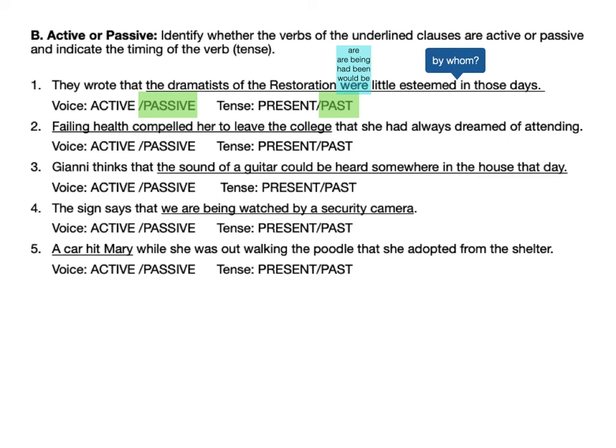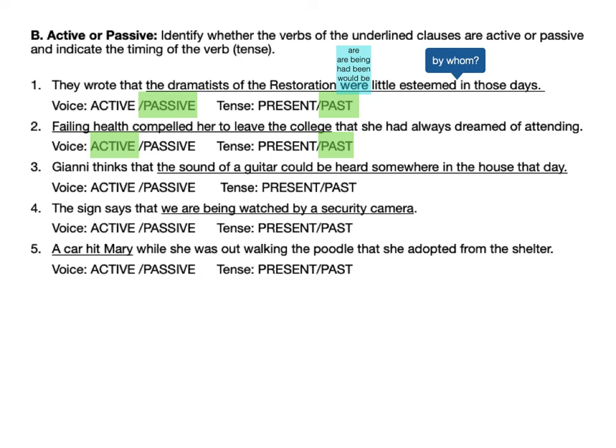Number 2, failing health compelled her to leave the college that she had always dreamed of attending. Failing health is the subject of the sentence. So the verb has an explicit subject, compelled someone to leave the college. So this is an active verb. And the tense, failing health compelled, past tense. I'm not asking you to specify what type of past tense or what type of present tense. We're just concerned with present and past here, just for quick identification.